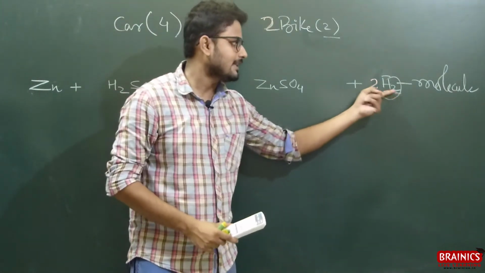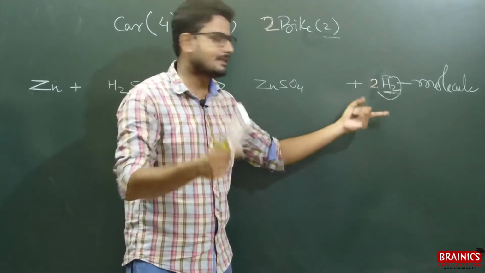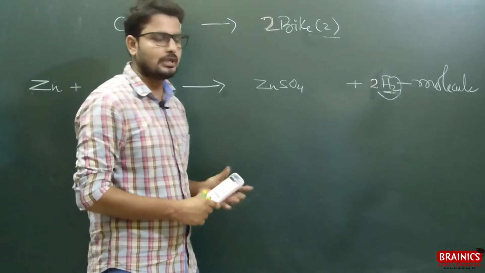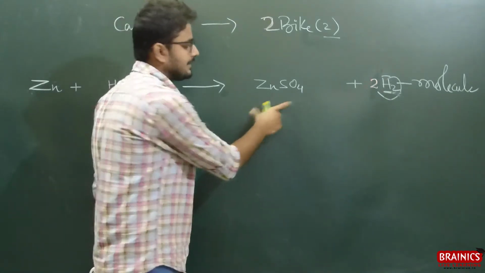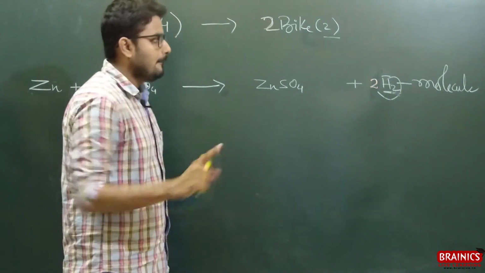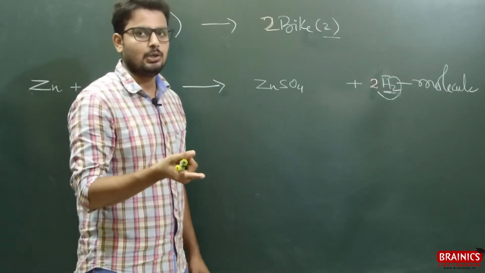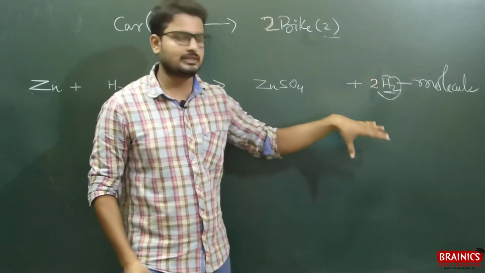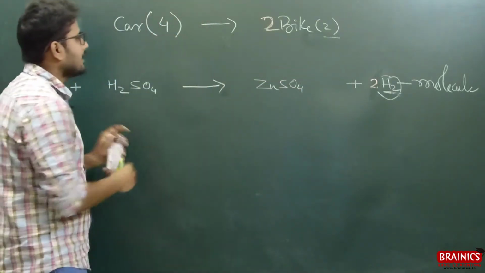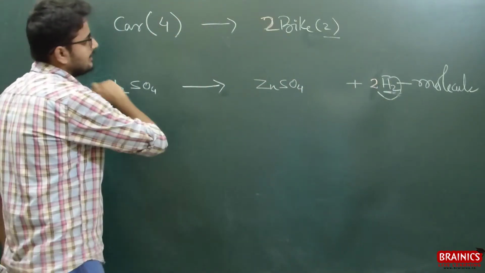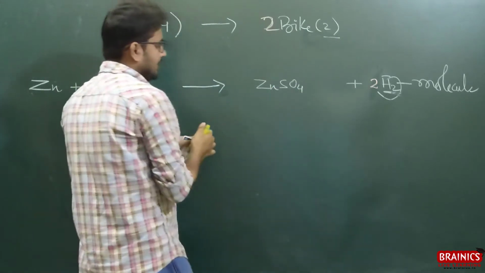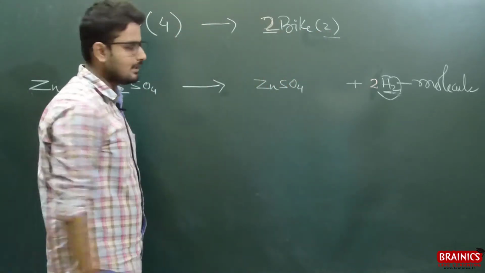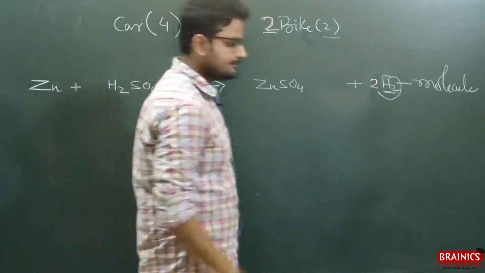We will not change their makeup, the atomic makeup, that is the makeup of the compound, but we can change the numbers of molecules we are using. Like a car has 4 wheels and a bike has 2, so we took 2 bikes, 2 into 2, 4. That's how we are going to learn.